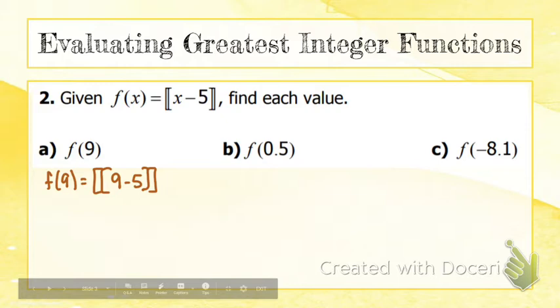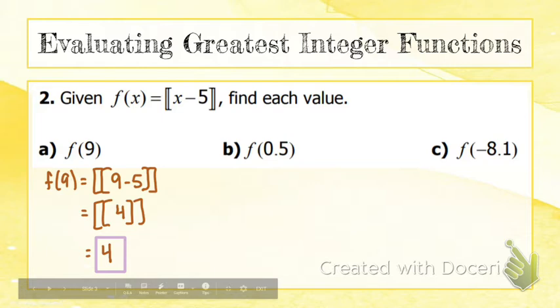We're going to substitute 9 in wherever there's an x. So this is the greatest integer less than or equal to 9 minus 5. So first we have to evaluate 9 minus 5. So this is going to simplify to be the greatest integer less than or equal to 4, because 9 minus 5 is 4. And then we know that 4 is already an integer, so the answer to this one is just going to be 4.